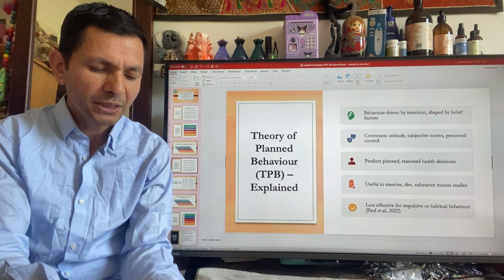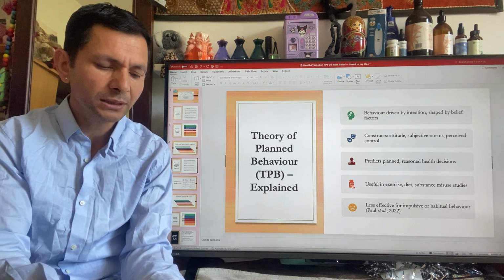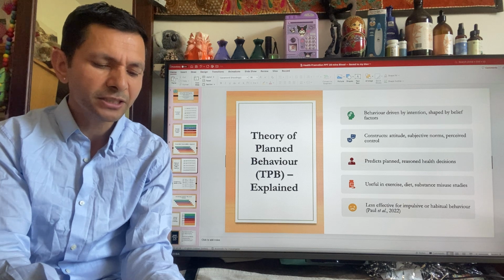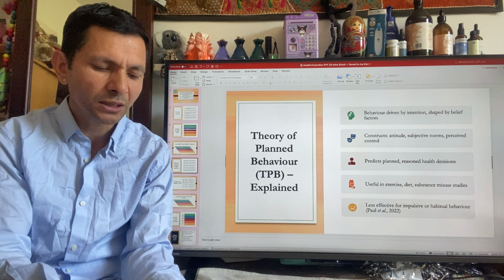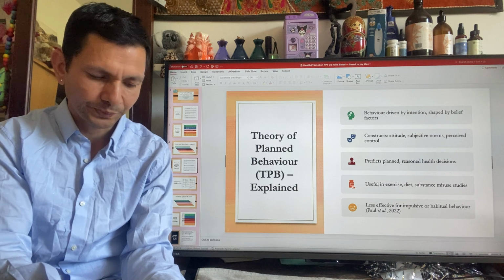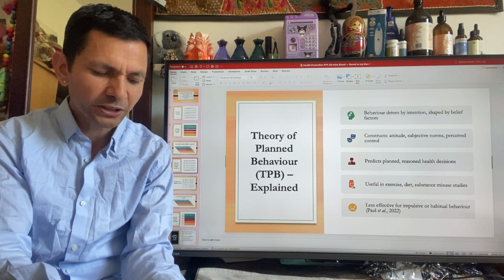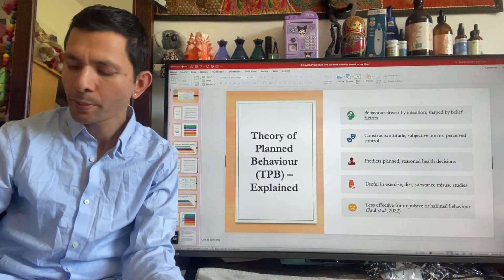This model is especially effective when looking at lifestyle changes like exercising more, eating healthier, or reducing substance use. It provides a structured way to understand how beliefs are translated into action. However, it falls short when behavior is driven by habit, spontaneity, or emotion, factors it doesn't fully address.